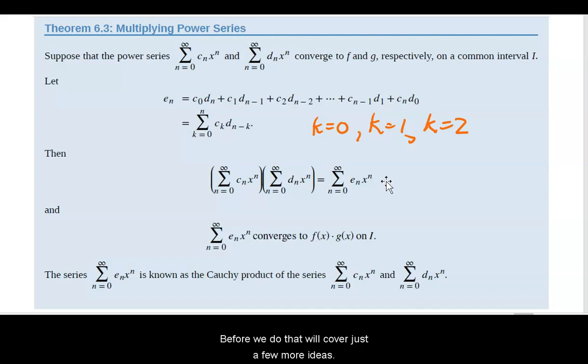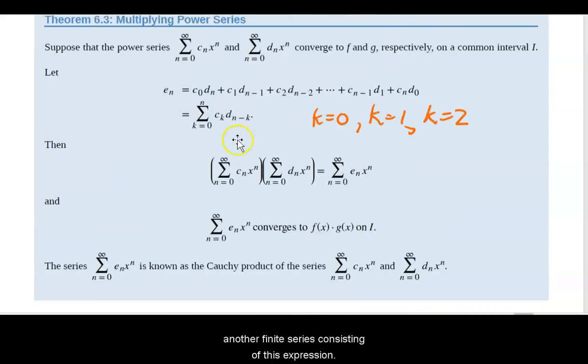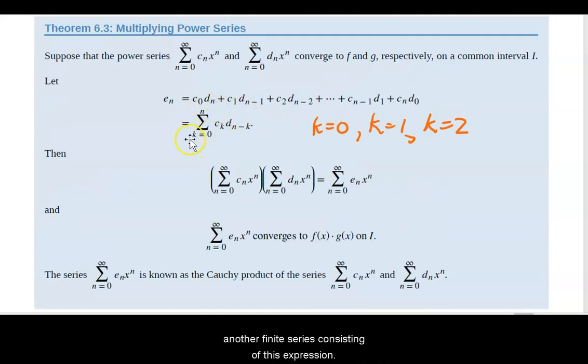Before we do that, we'll cover just a few more ideas. Again, basically, what we're doing is we're taking two power series and multiplying them together. The two series must converge on a common interval I. One will converge to F, the other to G. Their product multiplied together will converge to F times G on I, and the constants on this product will be given by another finite series consisting of this expression.